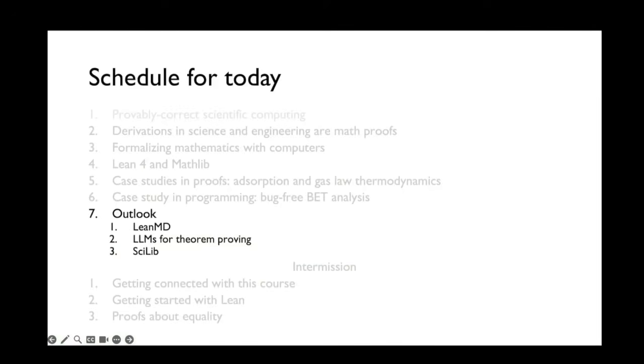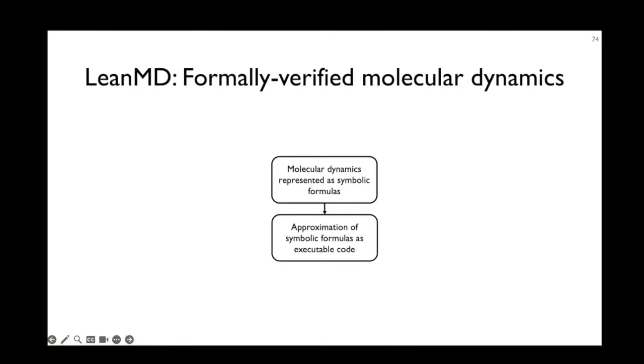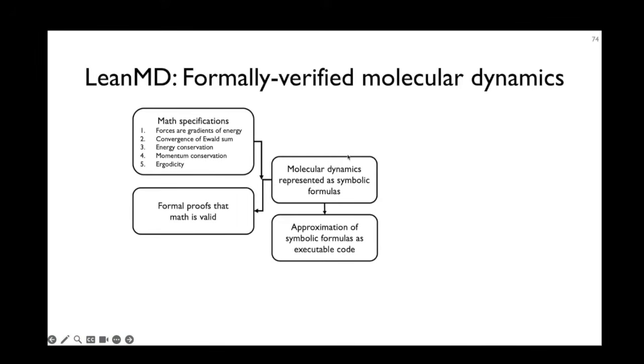So finally, before we take a break, I'm going to give a little bit of outlook on this. And we're also working on Lean for molecular dynamics, formally verified molecular dynamics. And here, can I define molecular dynamics as symbolic formulas, Newton's equations of motion, force field equations, and then approximate these symbolic formulas as executable code? This is a lot. Okay, so that's the core part of what molecular dynamics involves. In Lean, I can write math specifications about these symbolic formulas. And can I prove all of these advanced properties about this?